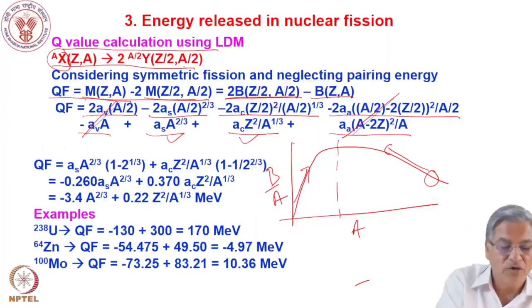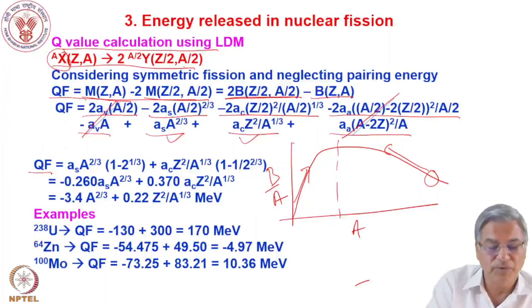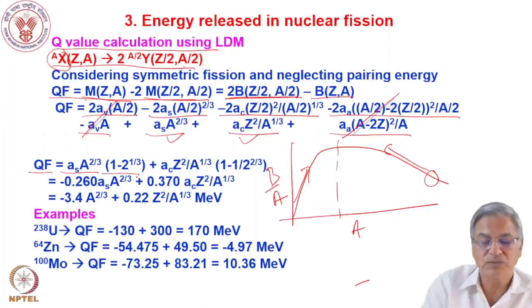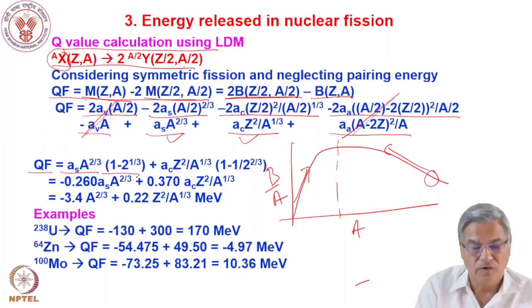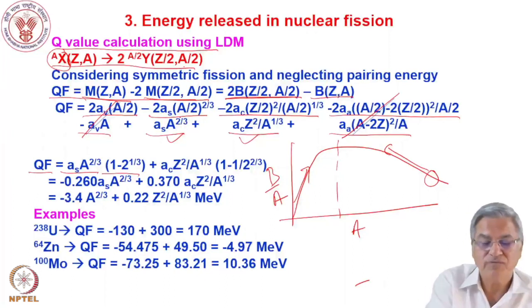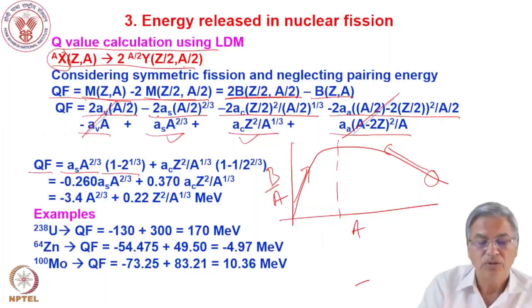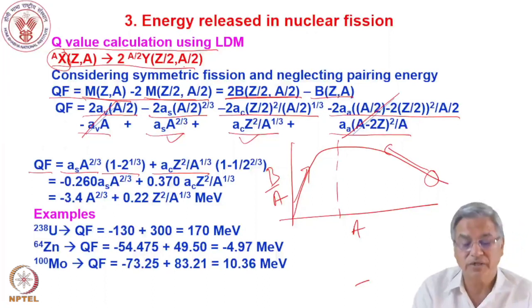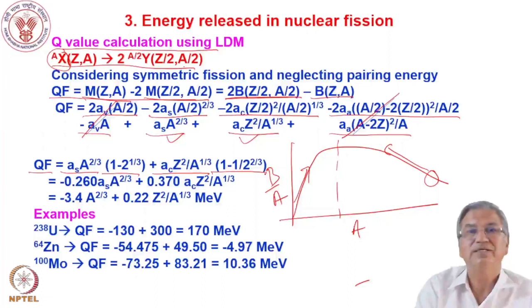So you can now write the Q for the fission will be A_S, A raised to 2/3 you can take out, it will be left with 1 minus 2 to the power 1/3. You can see here, from A by 2 to the power 2/3, and 2 is outside, it will become 1 by 2 to the power 1/3. Similarly, A_C Z squared by A raised to 1/3 you can take out and you will be left with 1 minus 1 by 2 to the power 2/3.